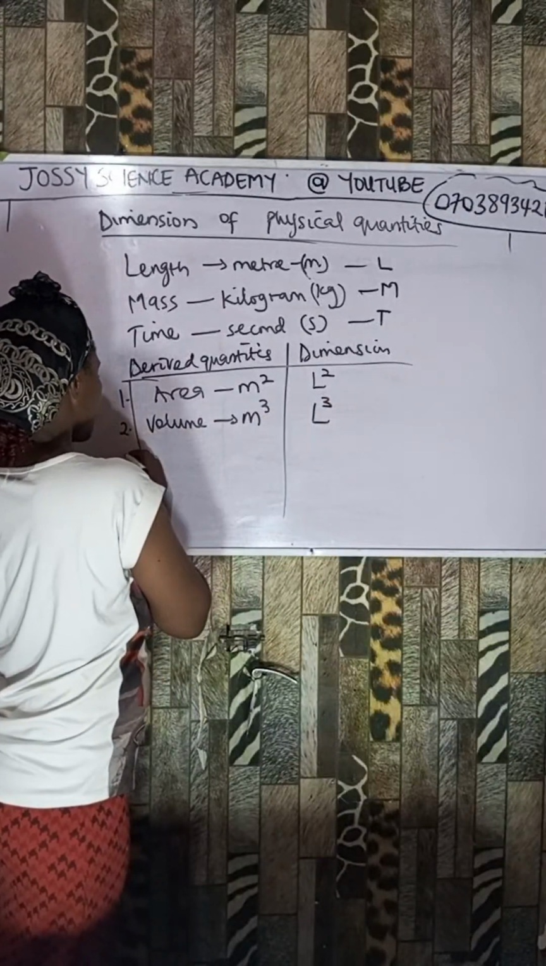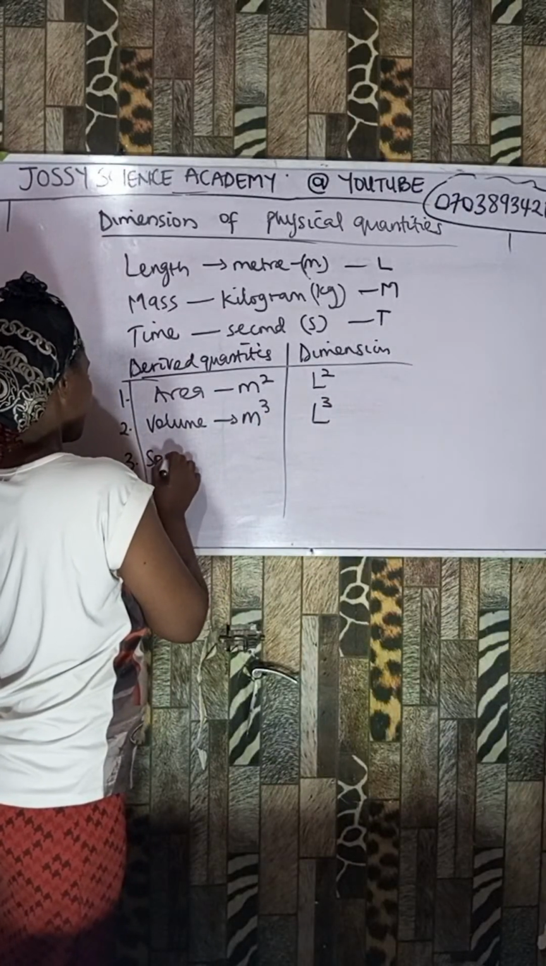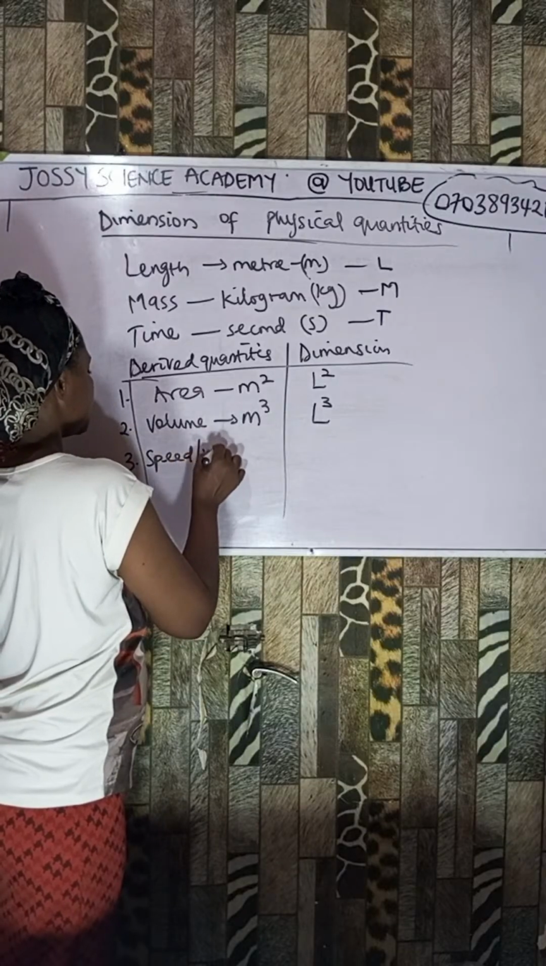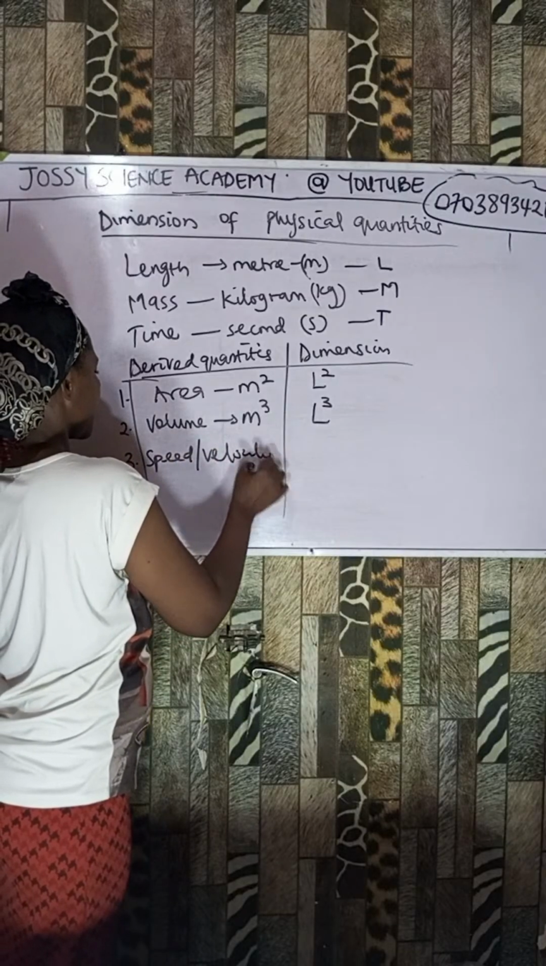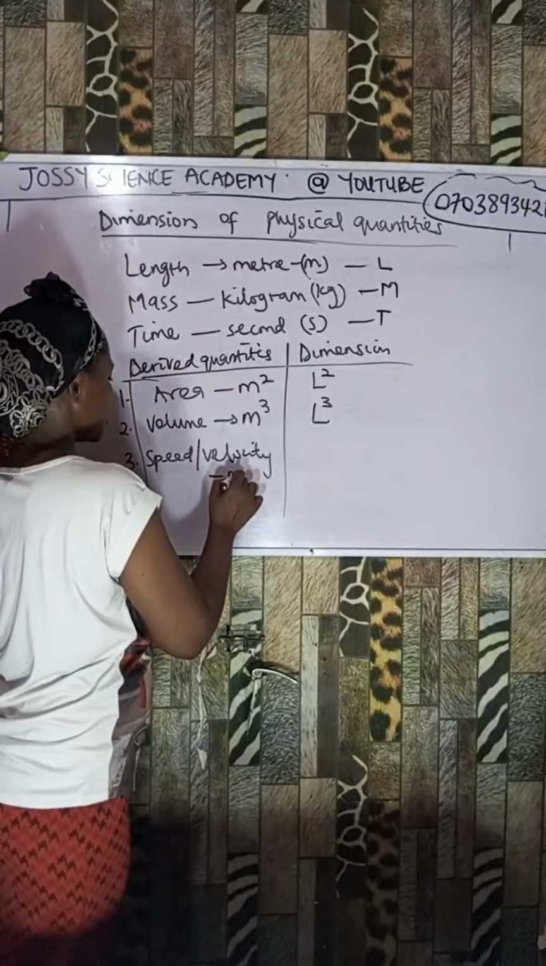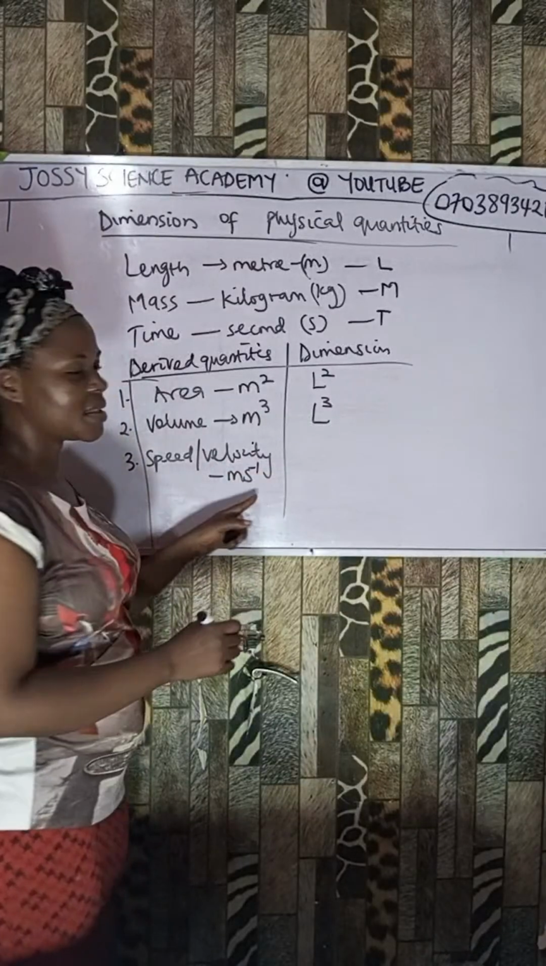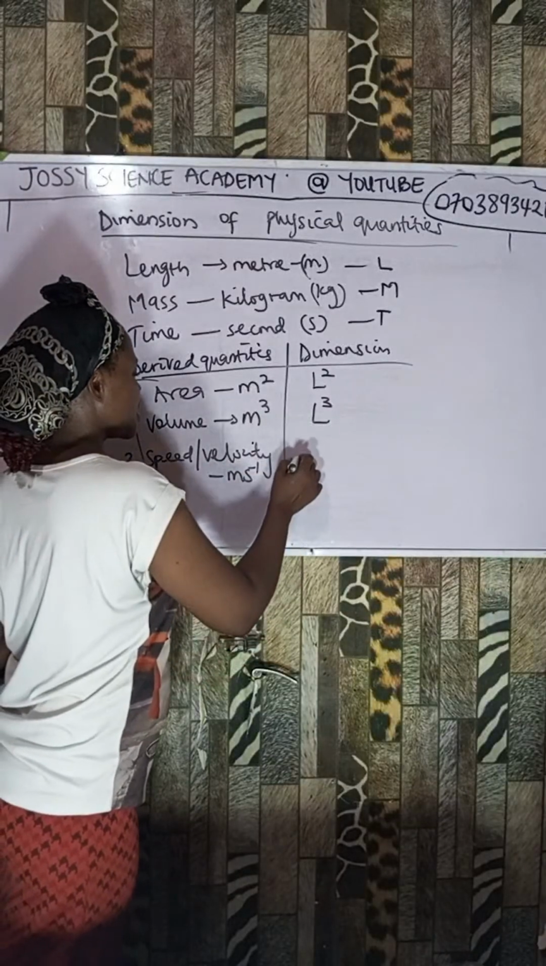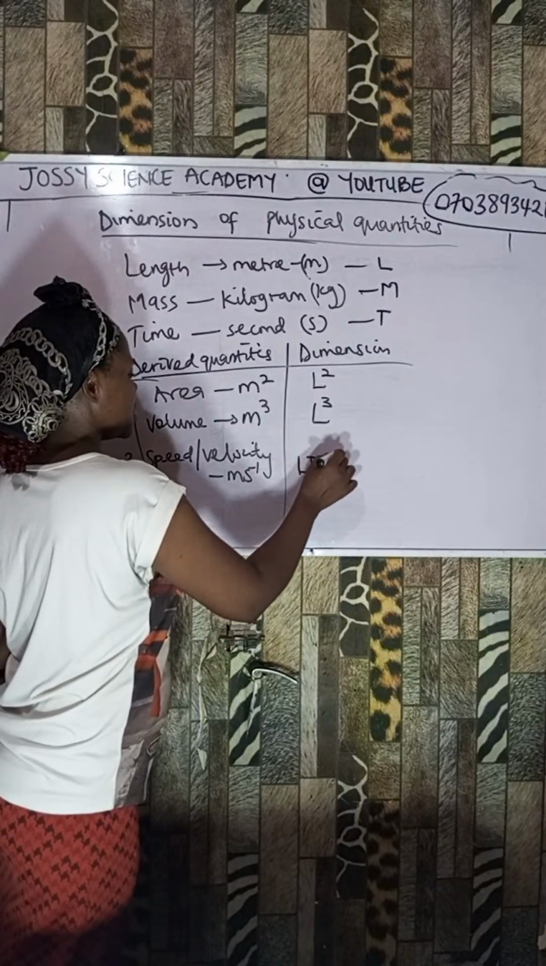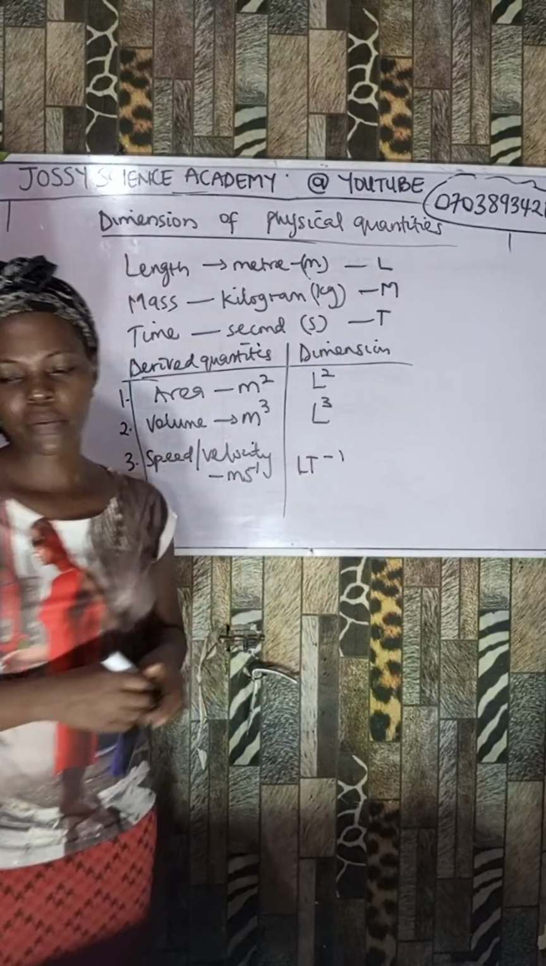Okay. So speed and velocity. Speed slash velocity. I have meter per second, right? So this becomes L T power minus 1. Are we together?